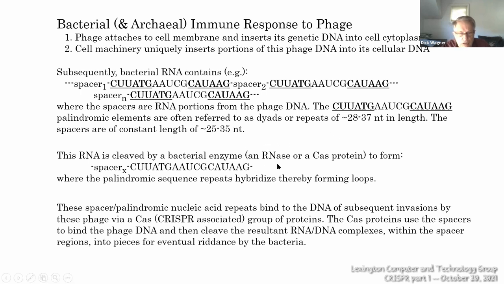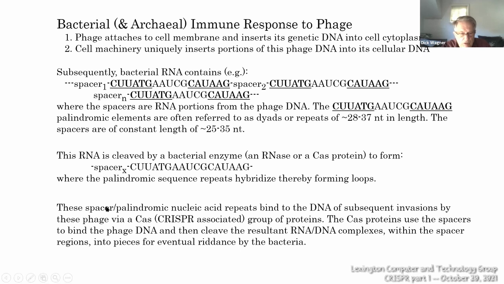So this cleavage occurs. Now, it's either an RNase or what's called a Cas protein, and we'll come to Cas in just a second. So what's left is that you're left with these RNA sequences that are just a particular spacer plus that palindromic repeat. And that's all it is. So you get a number of these that differ from each other depending on what the spacer is. The palindrome's the same, but the spacer's different. So that's what's formed out there. And this is what flies around in the cell itself, the bacterial cell, and they sit out there.